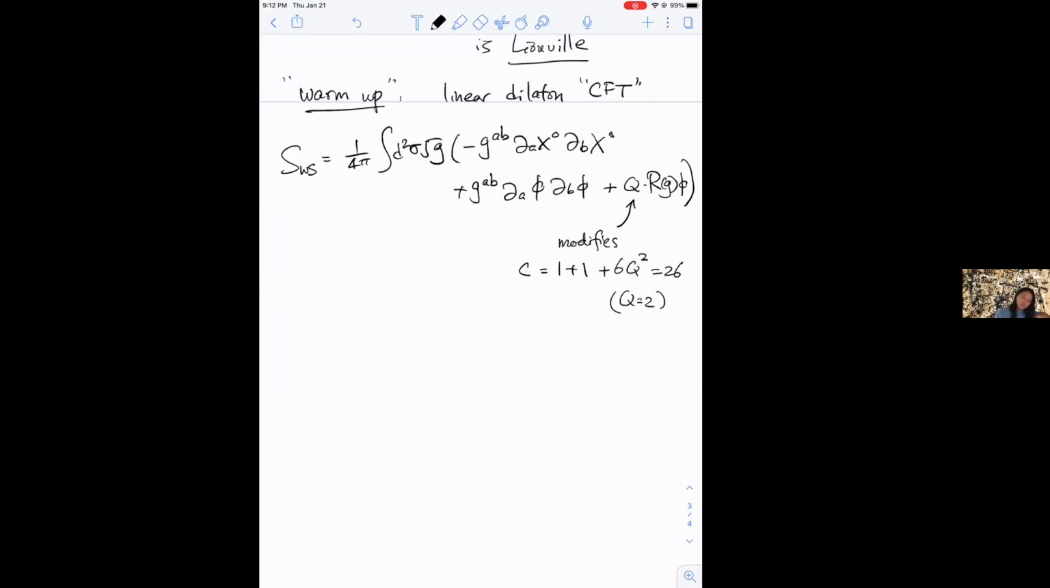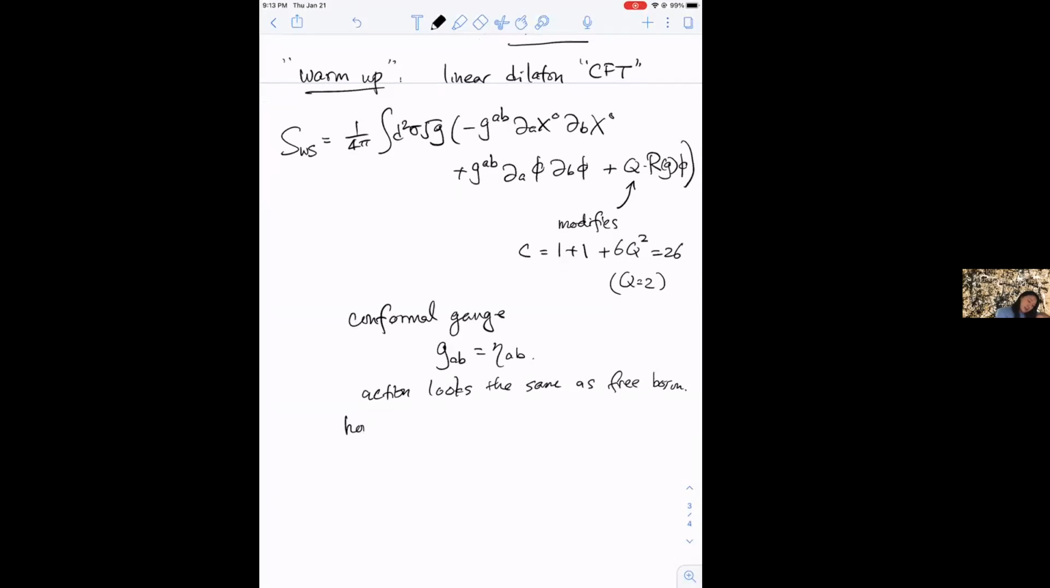All right. Okay, so if you go to conformal gauge, set, let's say locally at least, g_ab to be the flat metric eta_ab, the action looks the same as a free boson. So you might think that this background charge doesn't really do much, but however, the dynamics is different.